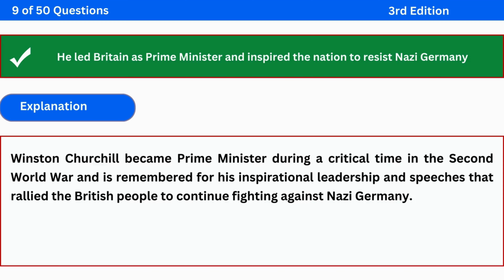The correct answer is he led Britain as Prime Minister and inspired the nation to resist Nazi Germany. Explanation: Winston Churchill became Prime Minister during a critical time in the Second World War and is remembered for his inspirational leadership and speeches that rallied the British people to continue fighting against Nazi Germany.